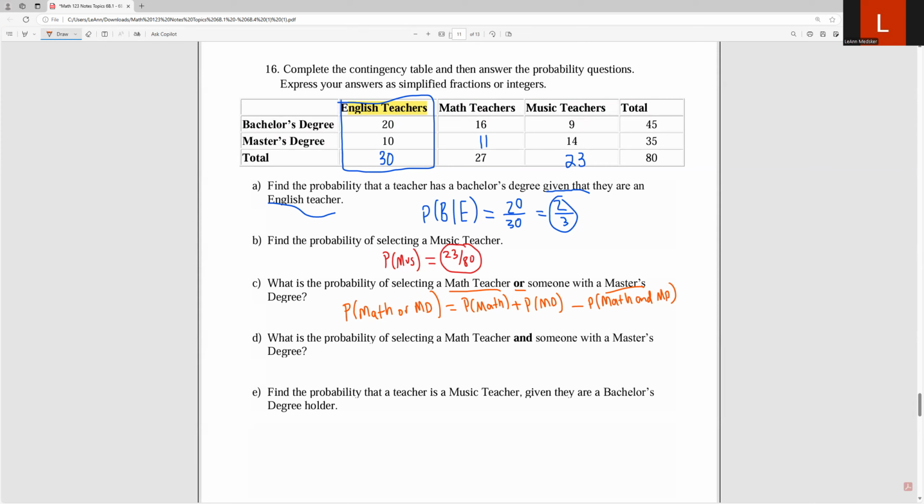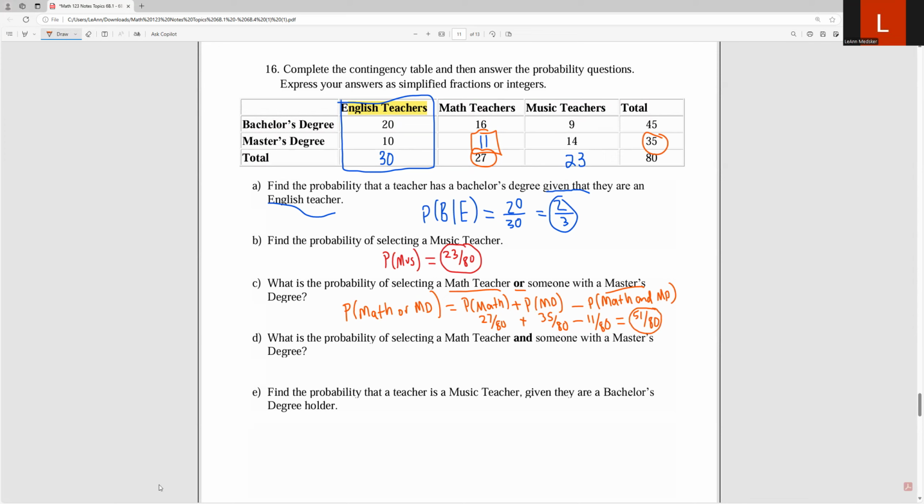Okay, so total math teachers is 27 out of 80. Total master's degree teachers are 35 out of 80. And notice that that's masters and math, which means we also double counted that overlap. So that's 11 people we counted twice. Okay. So then we would add together the 27 and 35, and then subtract the 11. I came up with 51 out of 80, which I don't believe reduces. But again, you can double check on your calculator.